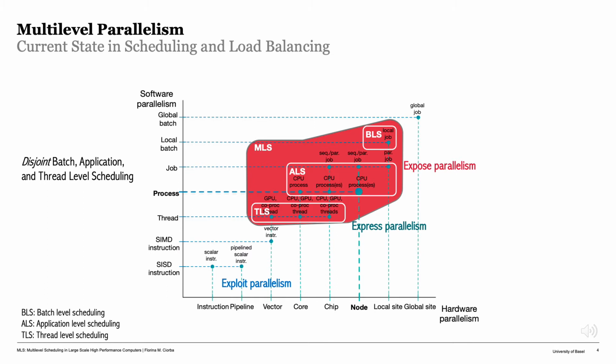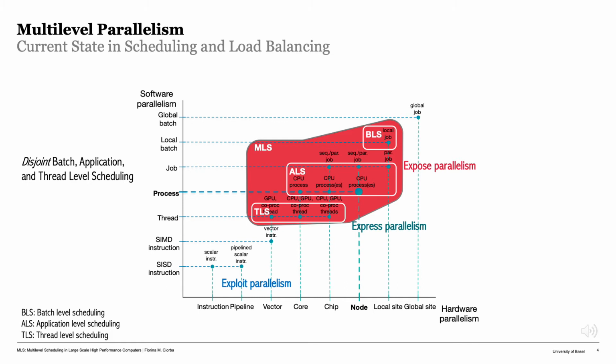The current state of the art and current state of the practice in scheduling and load balancing is that resources are allocated to jobs by a batch scheduler independent of whether the application would perform well on those allocated resources versus others. This is called BLS, batch level scheduling.